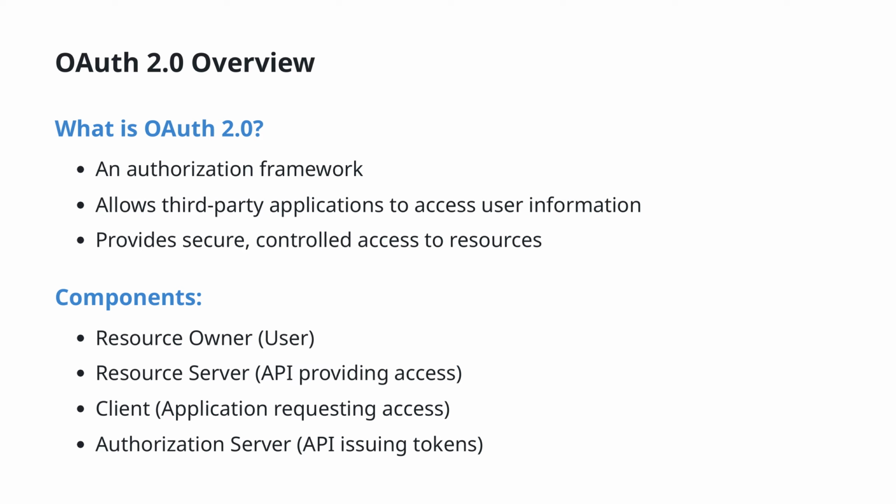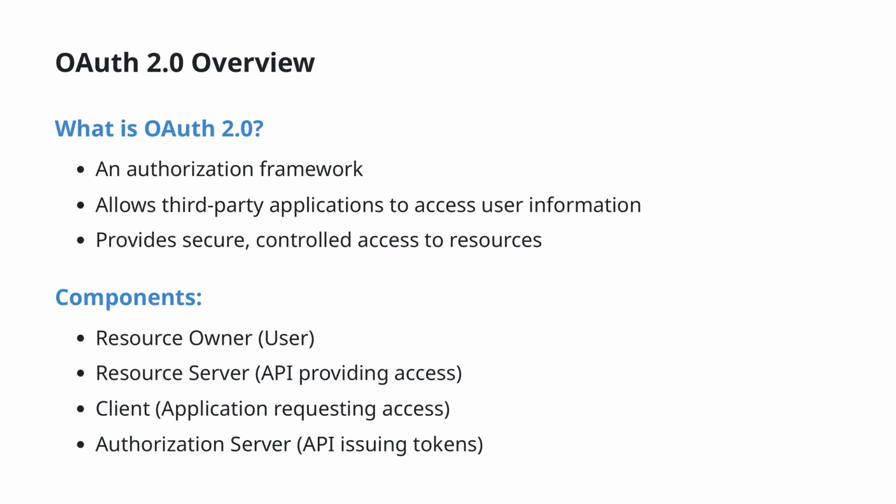1. Resource owner, typically the user who owns the data being accessed. The resource owner has the ability to grant access permissions to third-party applications. 2. Resource server. This is the server that hosts the resource or API. It is responsible for accepting and responding to protected resource requests using access tokens. 3. Client. The application that requests access to the resources on behalf of the resource owner. The client needs to obtain authorization to access these resources.